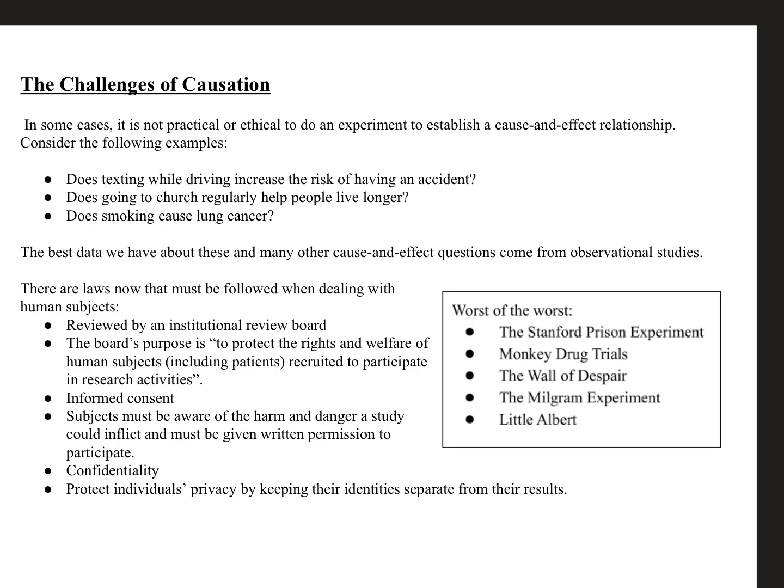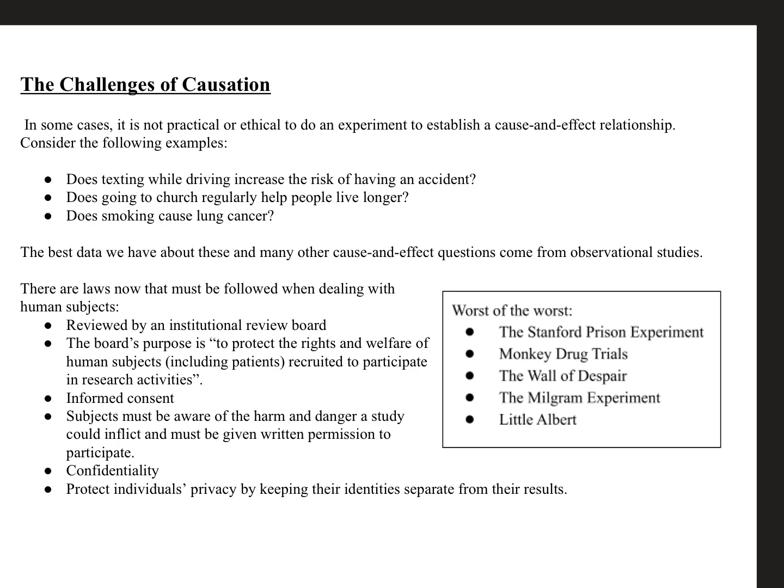You have to have something called informed consent, which means you have to understand the risks and can actually consent to being part of the experiment, which is what the next thing is. So you have to be aware of the harm and danger a study could inflict, and you have to be given written permission to participate. And then there's confidentiality. So that protects individuals' privacy by keeping their identities separate from the results. So that's why anytime a drug trial comes out or the results come out, they never release patient names, because you have to keep their identities separate.